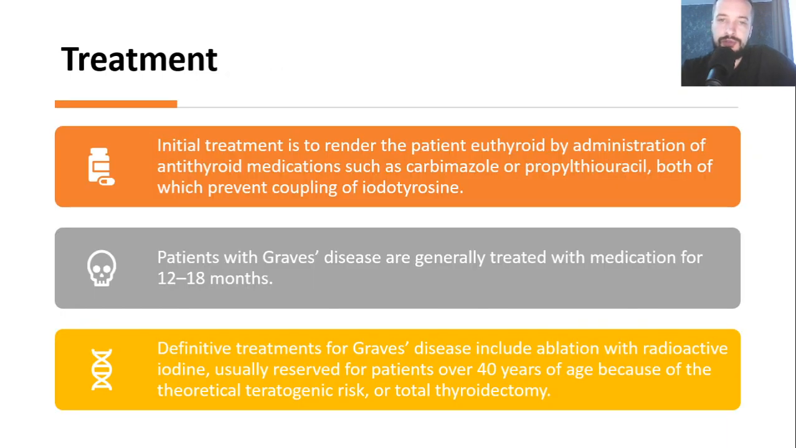Initial treatment is to render the patient euthyroid by administration of antithyroid medication such as carbimazole or propylthiouracil, both of which prevent coupling of iodotyrosine. Patients with Graves' disease are generally treated with medication for 12-18 months. Definitive treatments for Graves' disease include ablation with radioactive iodine, usually reserved for patients over 14 years of age because of the theoretical teratogenic risk, or total thyroidectomy.